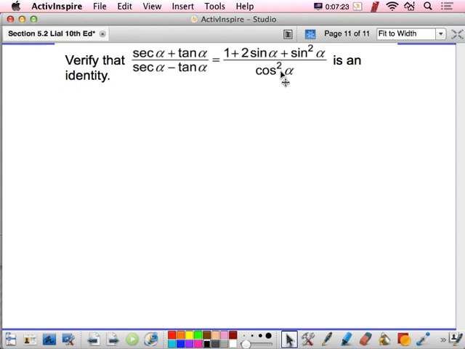Let's start playing around with the right side. Okay, let's take a look. On the right side right now, we have 1 plus 2 sine of alpha plus sine squared of alpha, all over cosine squared of alpha. I think that'll factor, the 1 plus 2 sine of alpha plus sine squared of alpha. I don't know, let's play with it.